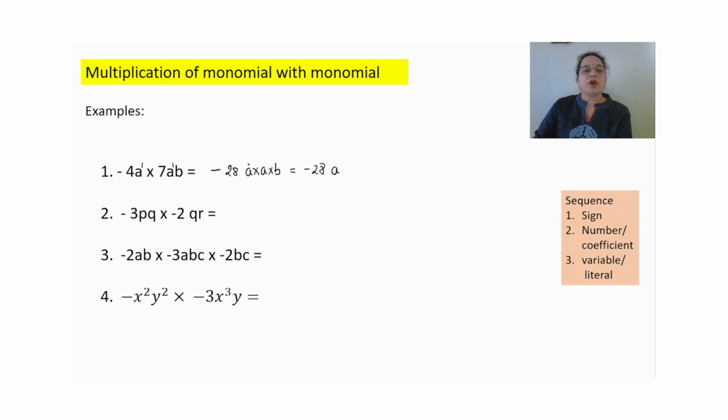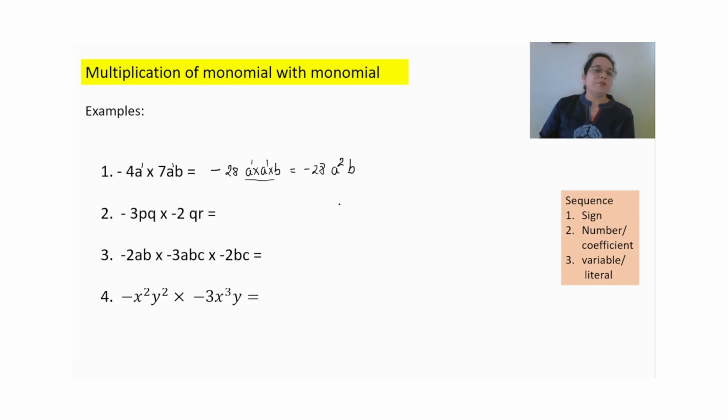A raised to the power, no power means 1, no power means 1. Here the base is the same, multiplication is there, so add the powers. So 1 plus 1 will give you 2, and b is only one single variable, so we will write down b. So the final answer is minus 28a square b.